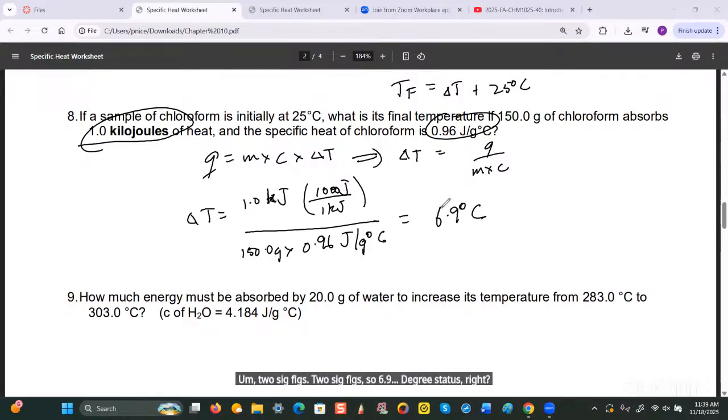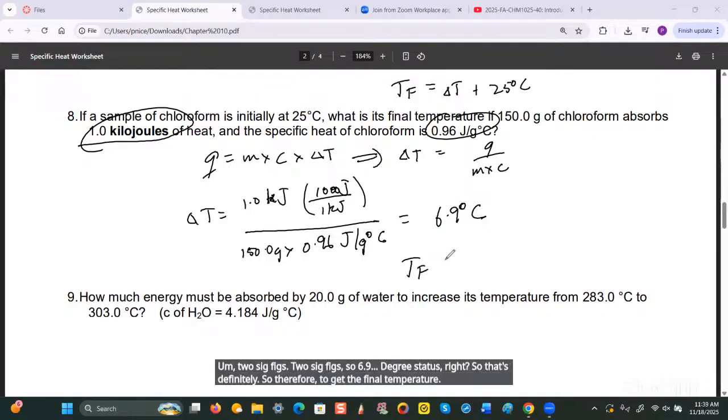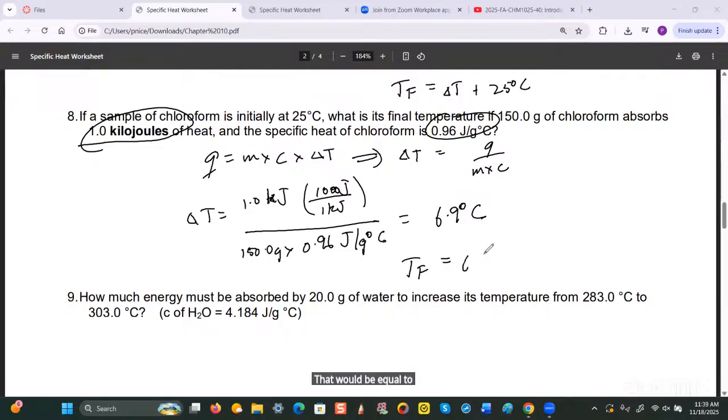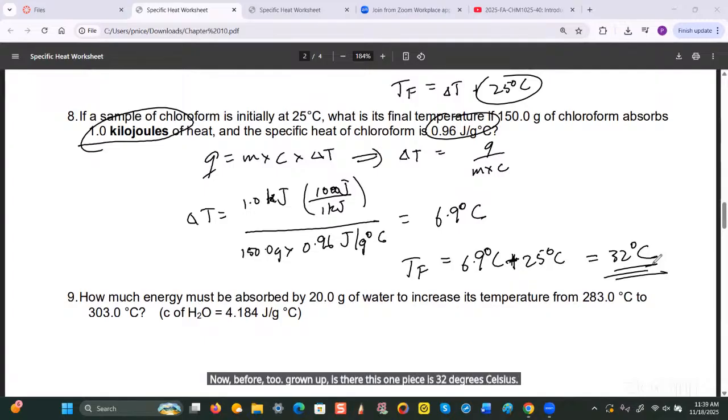So that's delta T. So therefore, to get the final temperature, that would be equal to delta T, which is 6.9 degrees Celsius, plus the initial temperature, which is 25 degrees Celsius. So that would be equal to, rounded off to 0 decimal places, 32 degrees Celsius. And that's how that is done. Right? Okay, any questions about this one? Any questions?